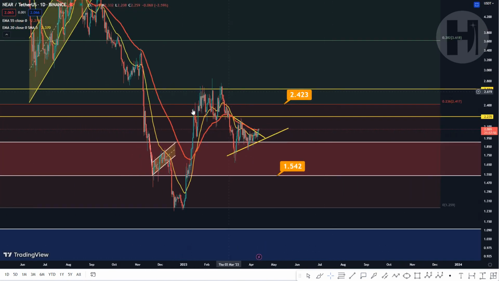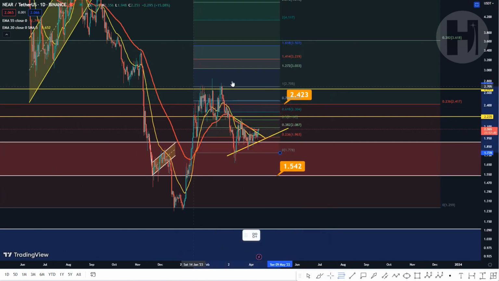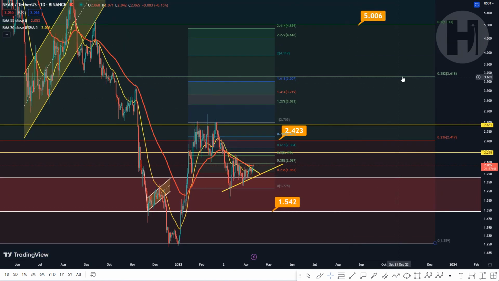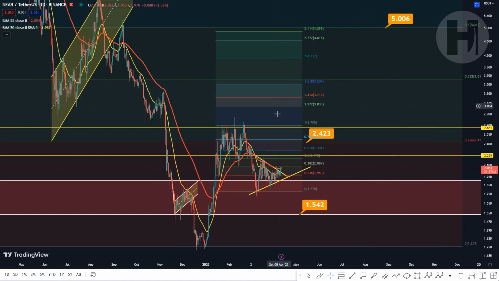And like I said, the important thing for us is to break that high. So let's say we are going to break that high. What can we start targeting to the upside? We have the 1.618 target at $3.50, which is near the 0.382 fib if you're looking at the larger fib in the background.